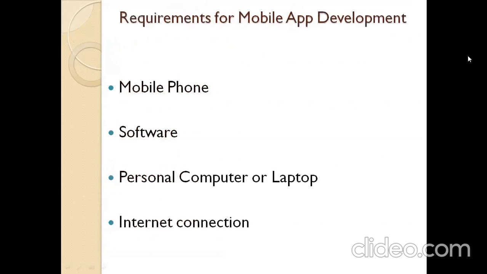Now let us see what is required for mobile app development. There are four major requirements. First one is mobile phone, second one software, third one personal computer or laptop, the last one is internet connection.